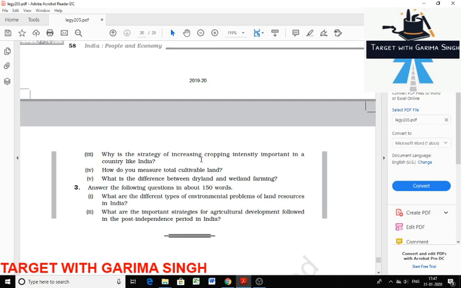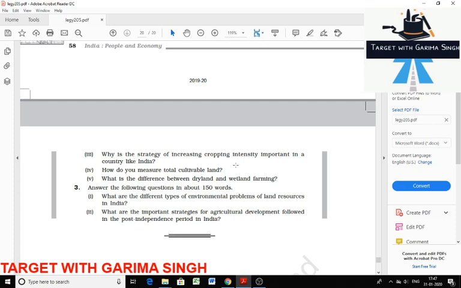Why is the strategy of increasing cropping intensity important in a country like India? The strategy of increasing cropping intensity aims at increasing the productivity of a piece of land by increasing the number of times it is cultivated in a year. It aims at increasing agricultural productivity by increasing the productivity of already cultivated area. It is important for a country like India where there is dearth of land, so it is difficult to bring new pieces of land under cultivation to meet the ever increasing demand of a rising population. So it is important to increase cropping intensity.